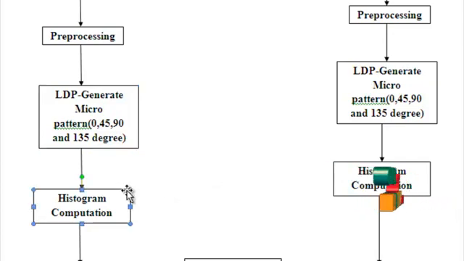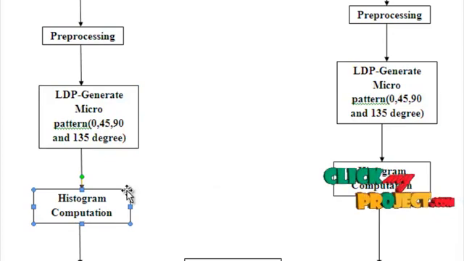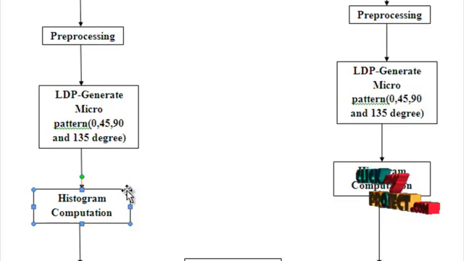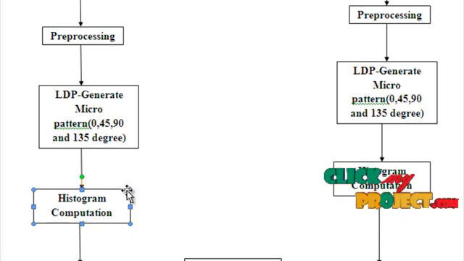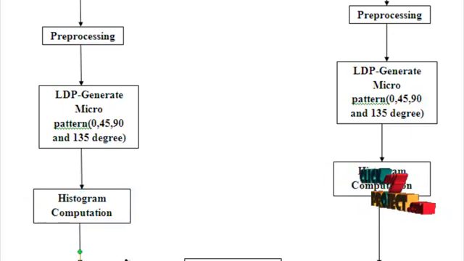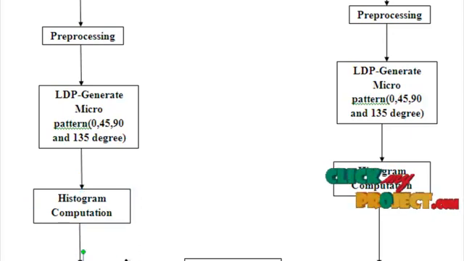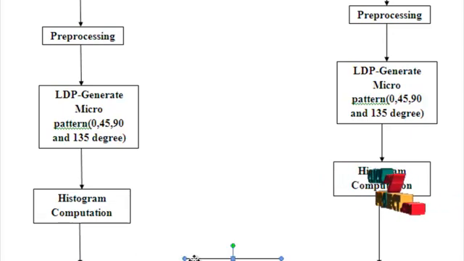Come to this block, it is the histogram computation. Histogram is nothing but the counting of the frequency of occurrence of pixels in a particular intensity range. The computed histogram will be saved as a feature vector. Overall, the feature vectors will be collected together and it is termed as a feature matrix. Now this feature matrix is in the form of a map file. Now it is given to the histogram intersection block.